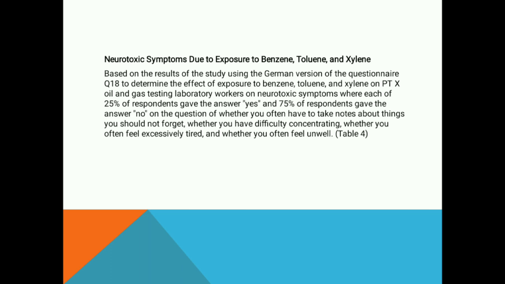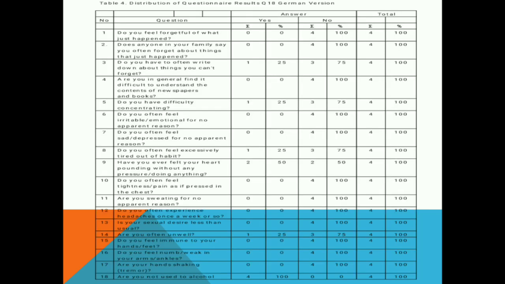So, regarding the neurotoxin system due to exposure to benzene, toluene and xylene, based on the result of the study using the German version of the questionnaire 18 to determine the effect of exposure to benzene, toluene and xylene on PTX oil and gas testing laboratory workers, 25% of respondents gave the answer yes and 75% gave the answer no to the questions of whether you often have to take notes about things you should not forget, whether you have difficulty concentrating, whether you often feel excessively tired, and whether you often feel unwell. Here are the questions of Table 4.